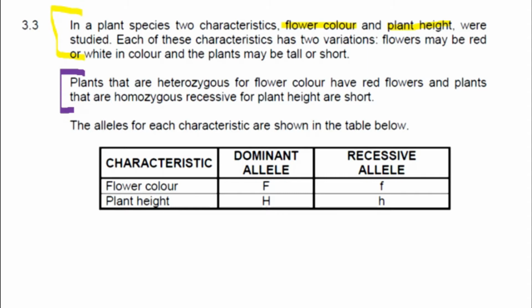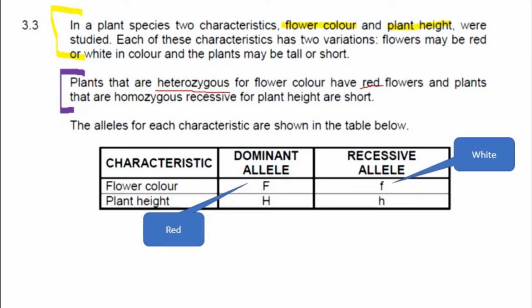If the plant is heterozygous, that means that the two alleles are not the same. They have red flowers, okay? That means that if there's a capital letter and a small letter, and they're going to show us here in the table, we're going to use two Fs. So if we have a capital letter F and a small letter f, the plant is red. That makes red our dominant allele and white our recessive allele, okay?